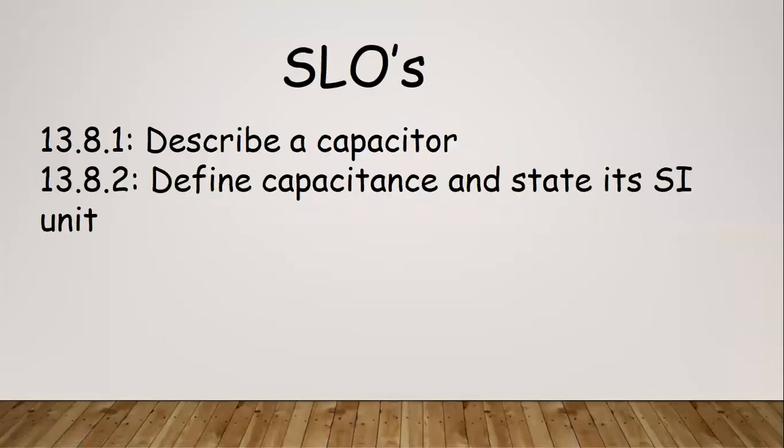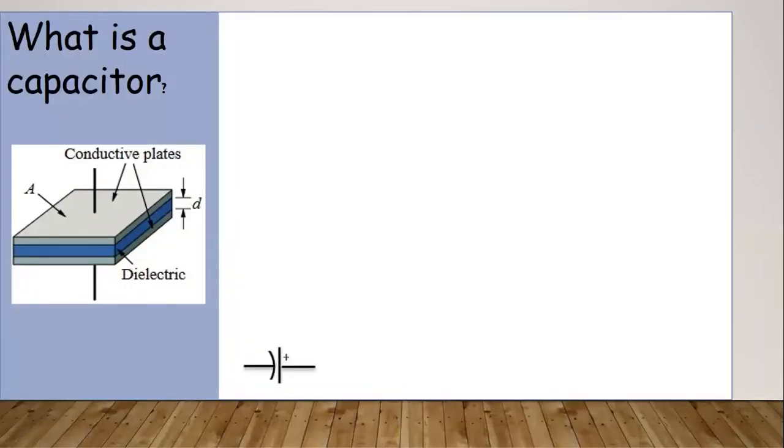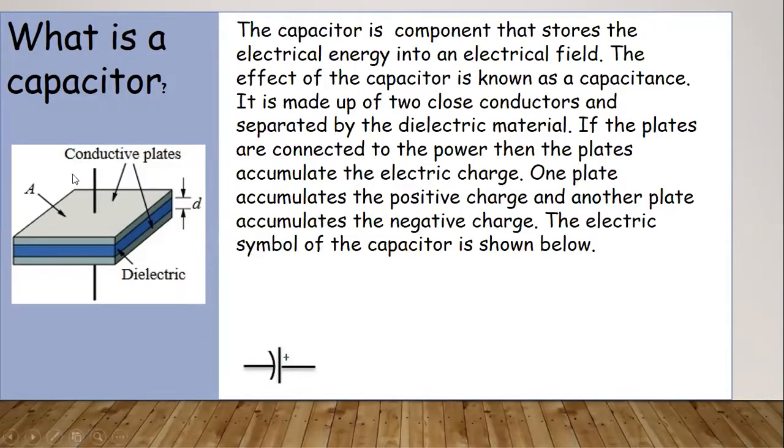In this we are going to cover the SLOs: describe a capacitor, define capacitance, and state its SI unit. So first, what is a capacitor? In a capacitor you can see that there are two conductive plates and there is a dielectric between them. It is a component just to store electrical energy. The effect of the capacitor is called capacitance.